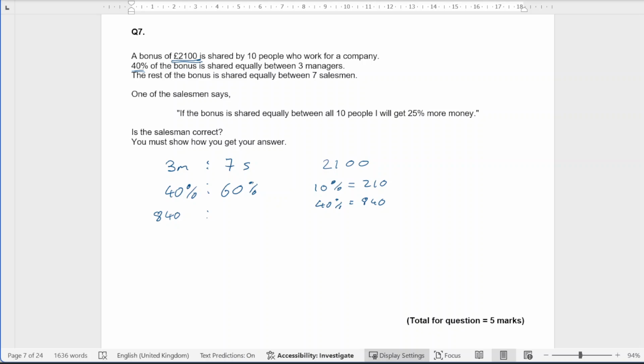For the other people, I could do 2,100 take away 840, or I could say, based on that logic, 20% is going to be 420. So 60% is going to be found by adding 20 and 40 together. So I'm just going to add these two together. So that's going to be 1,260.